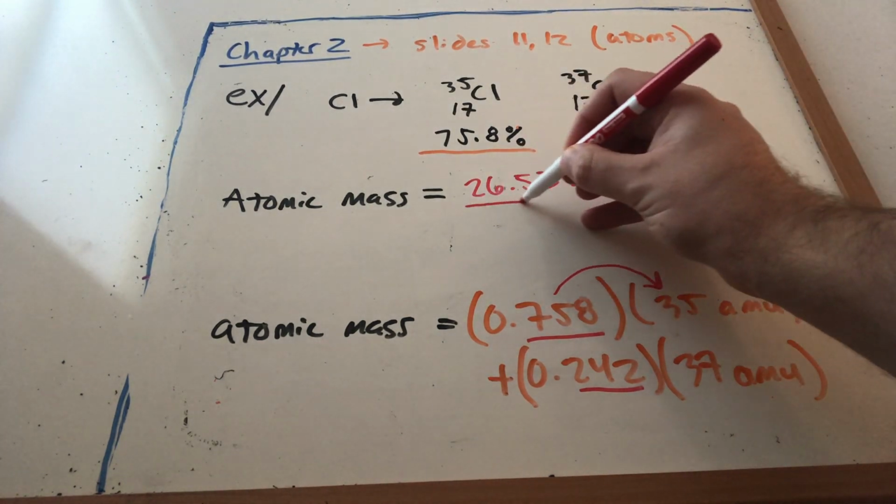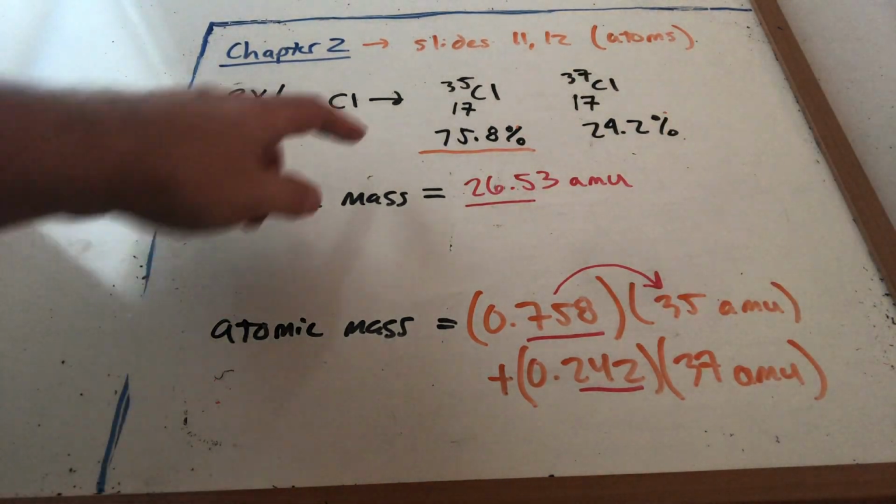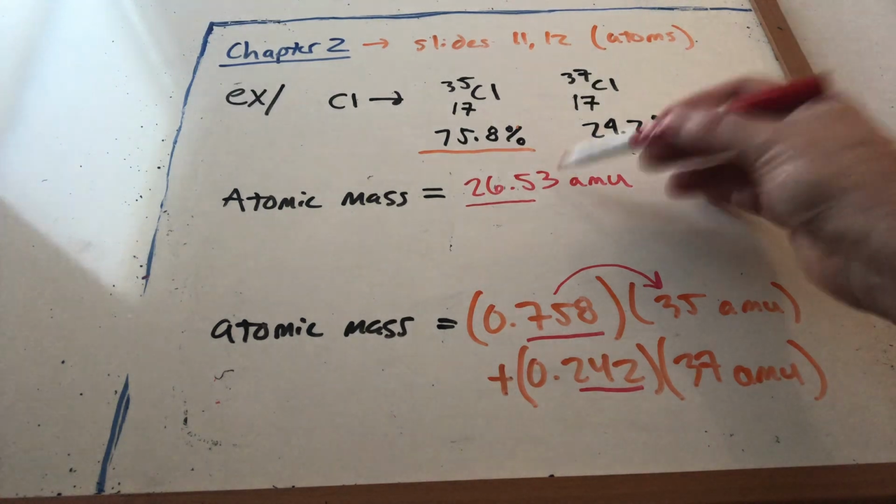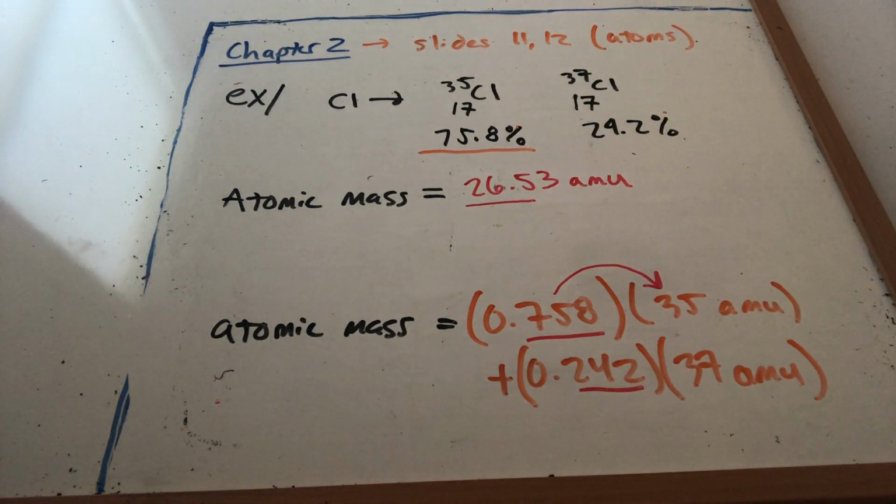0.758 has 3 significant digits. These percent abundances need to be determined through experimentation, right? Do I get rid of this 3 now? Do I round now? Nope, we round at the end.